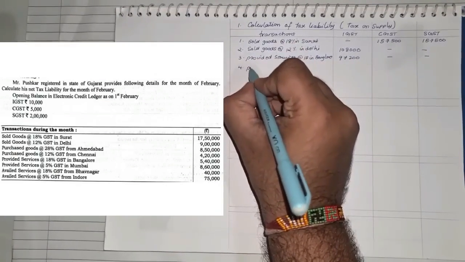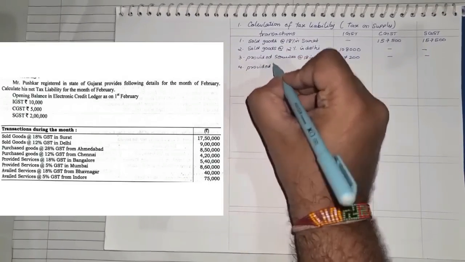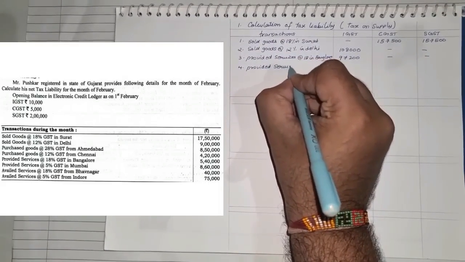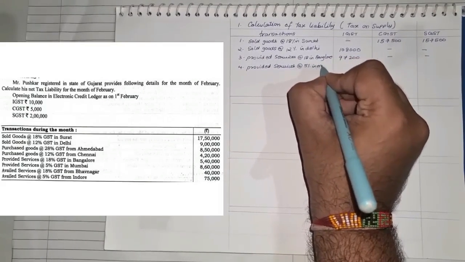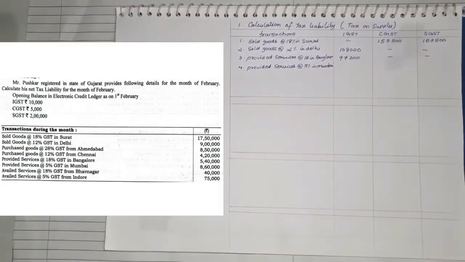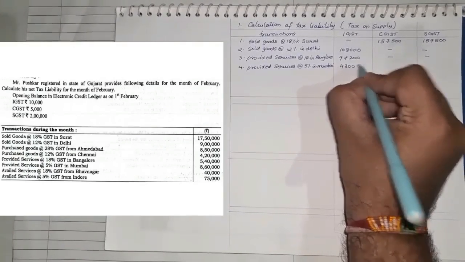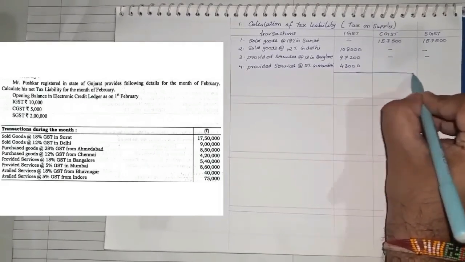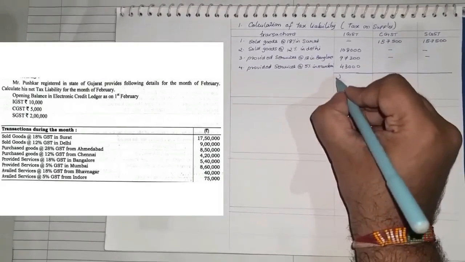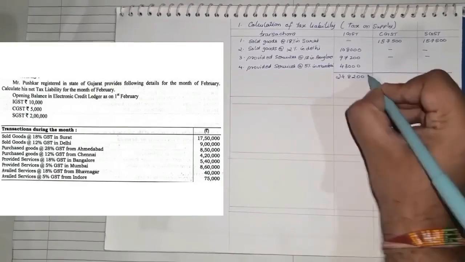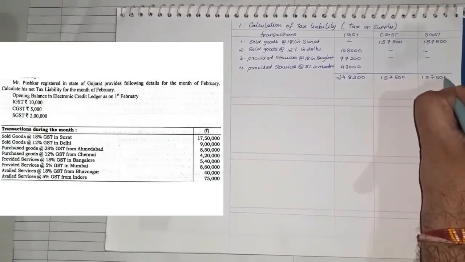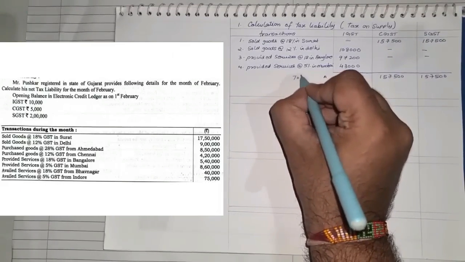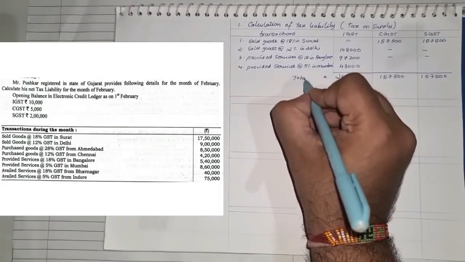Fourth, we have provided services in Mumbai at the rate of 5%. The value is 8,60,000 into 5%, that is 43,000. That's it. Everything else is based on ITC. We add it up, so I get this answer as 2,48,200, 1,57,500, and again 1,57,500. This is the A part, the total of your output sale, your tax on supply.